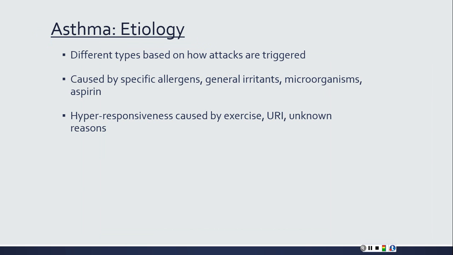Now, there are different problems or triggers that can cause the asthma attack, and that's kind of how we alter how we treat the asthmatic patient. But it can be caused by specific allergens, general irritants, microorganisms, and even aspirin. Aspirin can also cause asthma in some patients. The hyperresponsiveness can also be caused by exercise, upper respiratory infections, and then also we really don't know: unknown etiology, unknown reasons.